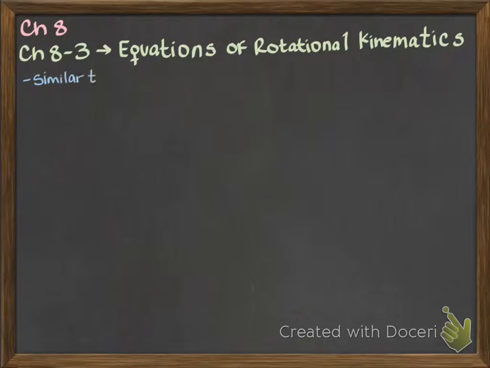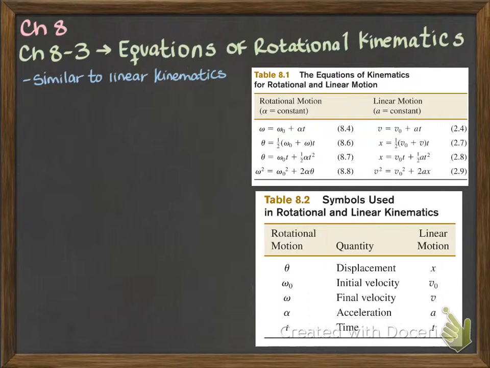So for chapter 8, it's going to be focusing on equations of rotational kinematics. And you already know that it's super similar to linear kinematics. I put up a graph for you guys comparing rotational and linear motion, with rotational motion with alpha, or acceleration, being constant. And you see there that it's the same big 5. And below I just put what it means when you're comparing it using the symbols of rotational and linear.